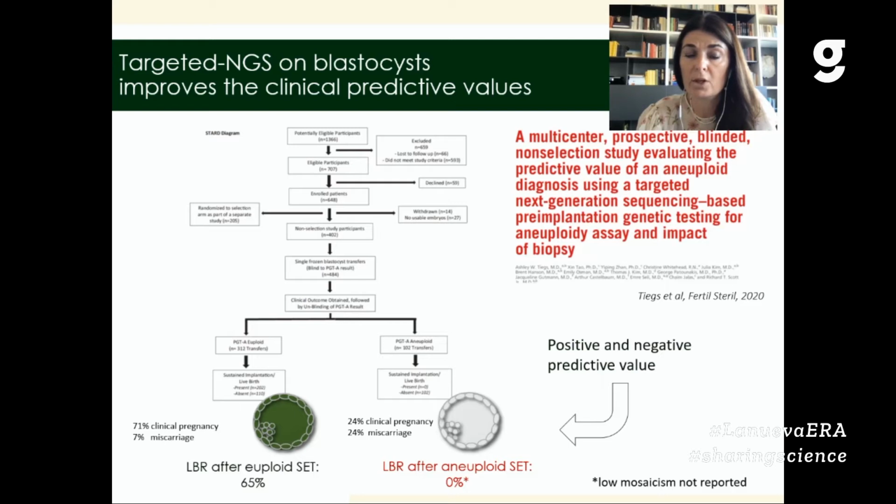Same patient population, what they obtained by transferring aneuploid embryos is unfortunately 24% clinical pregnancy, but all end up in a miscarriage. So at the end, 0 aneuploid embryos, excluding mosaicism, were able to implant. So this is very important because this is clearly showing which is our positive and negative predictive value when assessing blastocyst formation viability plus PGT-A genetics.